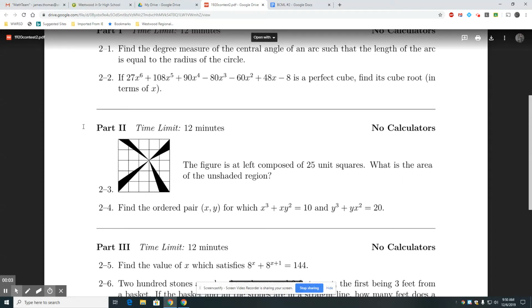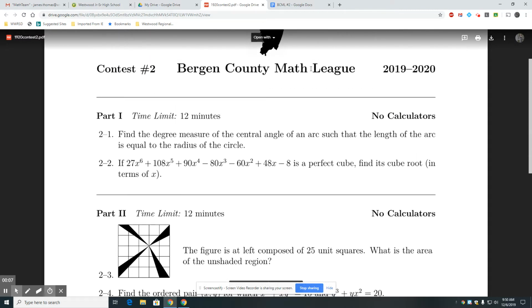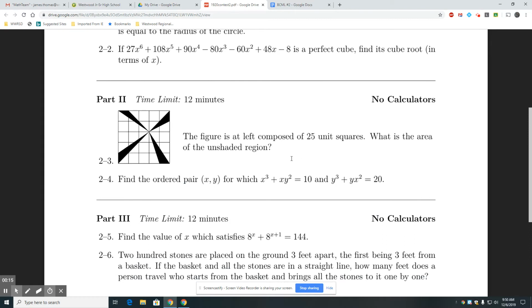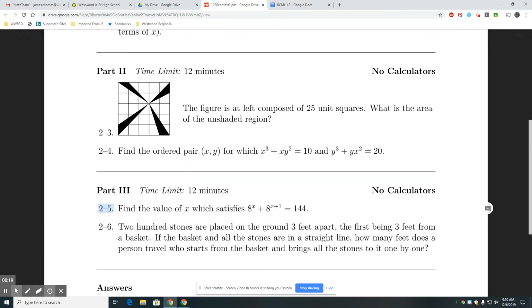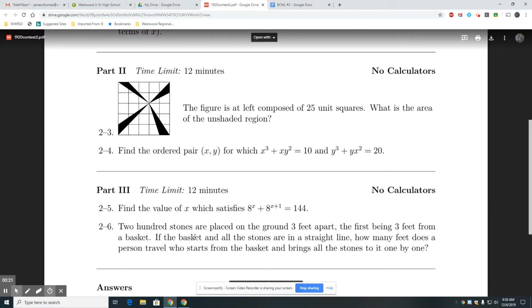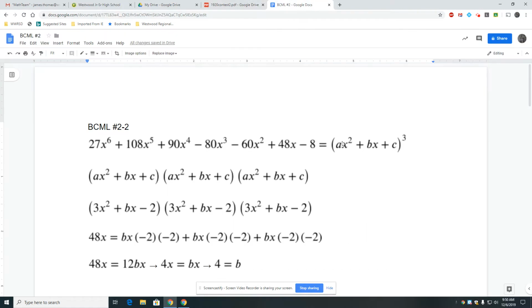I just wanted to make a quick video illustrating how to do a couple of the problems from the last Bergen County Math League contest number 2. Today we're going to look at 2.2, how to factor this perfect cube, 2.5, how to find the value of x that satisfies this, and 2.6. And remember, these are all no calculator questions, so it's important to be able to do these without the calculator, and I'll show you how to do that as well. So let's go to the first problem.